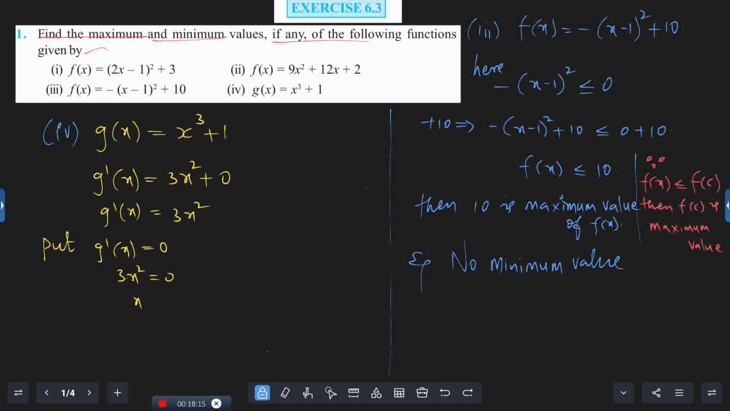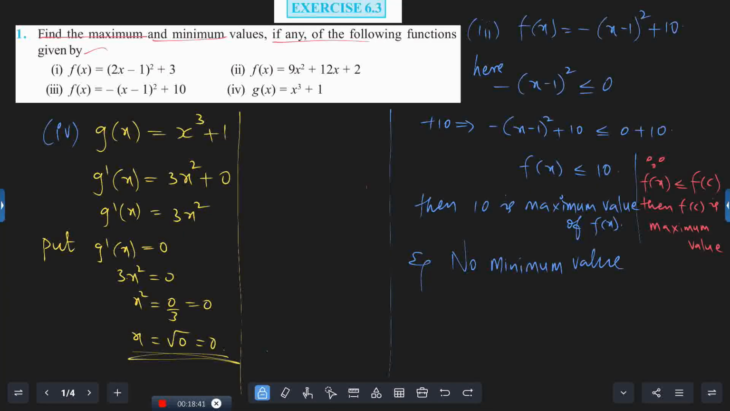Multiply by 3 and send it opposite. 0 by anything is 0. So x square is 0, and when you send the square opposite, root 0 equals 0. Then what is the x value? 0. Right. Now, since x is 0, very easily we can go with the first derivative test. The first derivative test we will take.